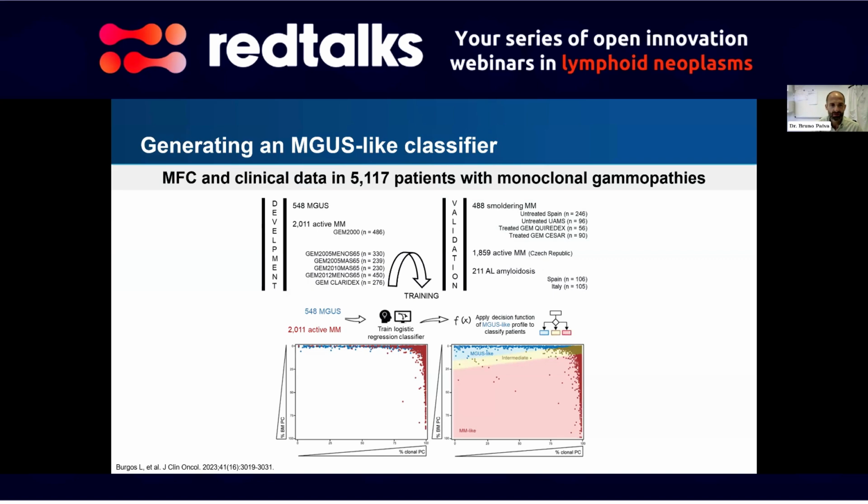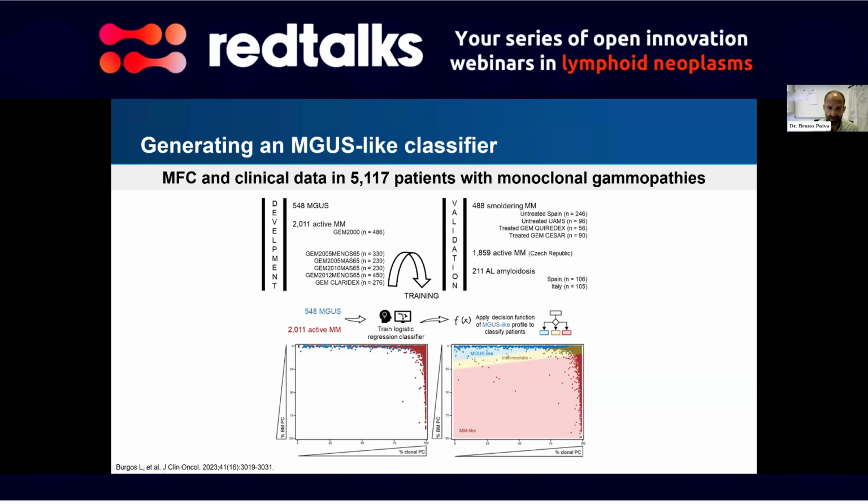To this end, we leveraged flow cytometry and clinical data from more than 5,000 patients with different monoclonal gammopathies, MGUS, active myeloma, and there was validation in smoldering myeloma, a cohort of patients with myeloma from Czech Republic, and even in light chain amyloidosis. If I remember well, for the sake of time, I will not show the data on light chain amyloidosis, but there was clear reproducibility between the Spanish and the Italian cohorts.